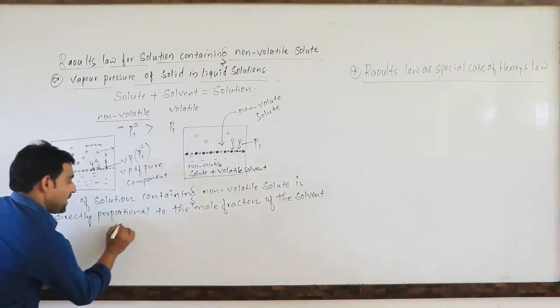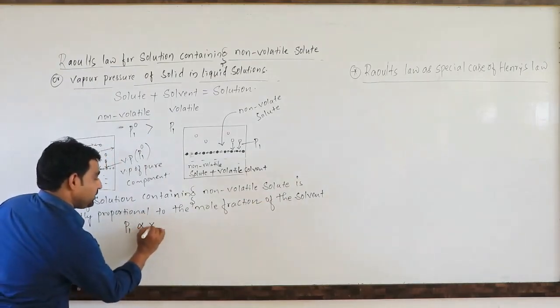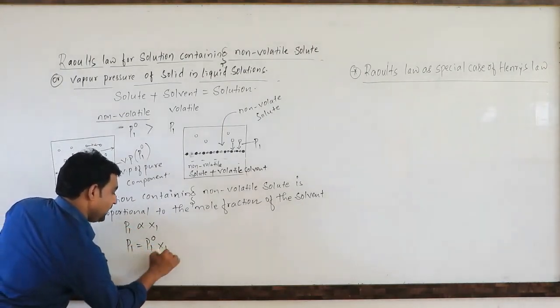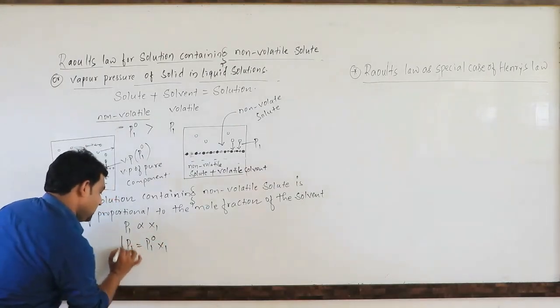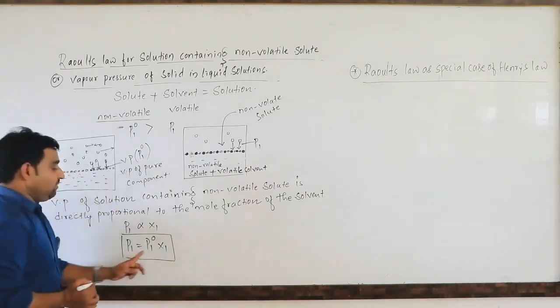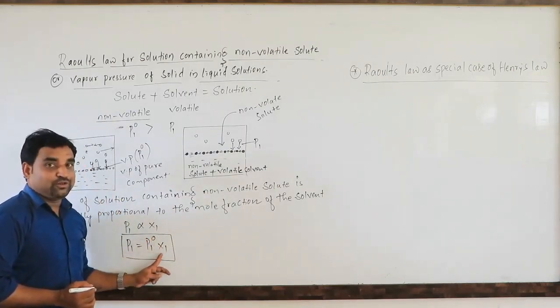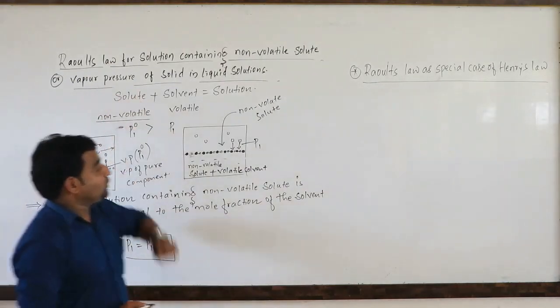So the partial vapor pressure P1 is directly proportional to X1. P1 is equal to P1 naught into X1. Here P1 is the partial vapor pressure, P1 naught is the vapor pressure of the pure component, and X1 is the mole fraction of that component. So this is the vapor pressure of a solid in liquid.